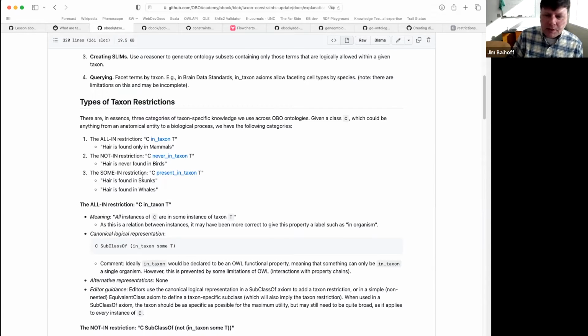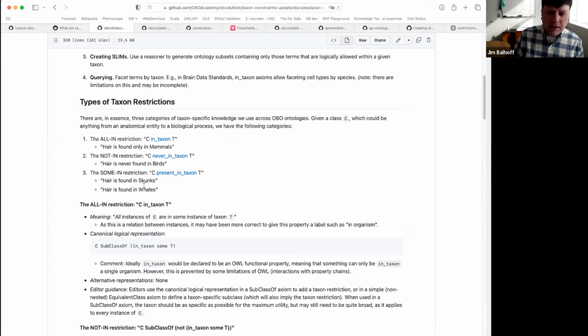And then the some-in restriction, you don't run into this quite as much because I think we implemented the logic more recently, but they're just saying that C is present in taxon T. Actually, I think sometimes people think that the first all-in actually works this way, but this is just saying like hair is found in skunks, hair is found in whales.